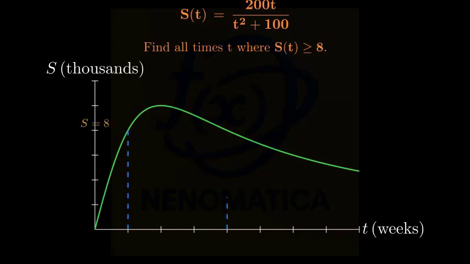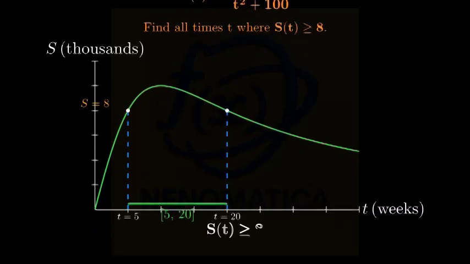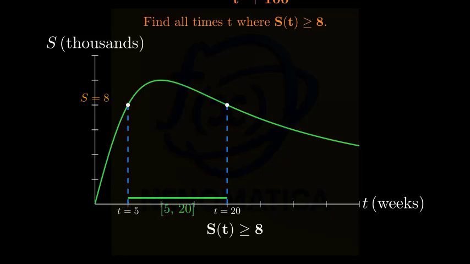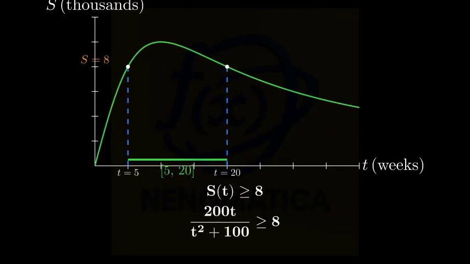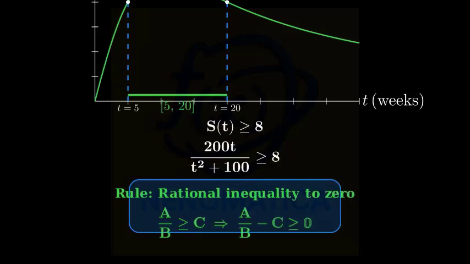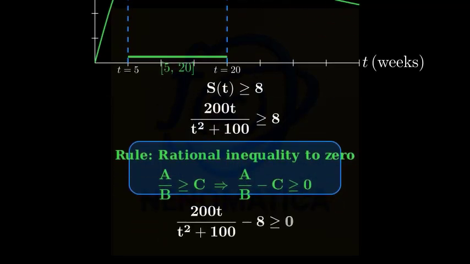Notice the intersections at t equals 5 and t equals 20. Between these times, the curve is at or above 8. Now solve it algebraically. We want s of t greater than or equal to 8. Substitute the formula for s of t. To solve a rational inequality, bring all terms to one side and compare to 0. Use a common denominator to combine into a single fraction.